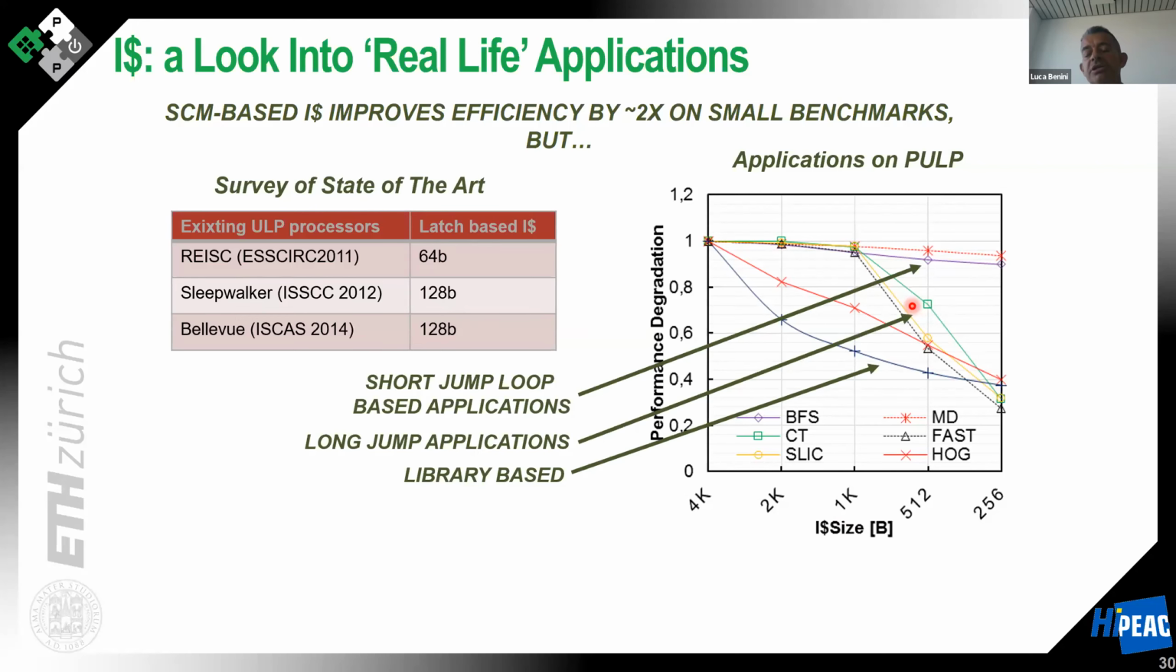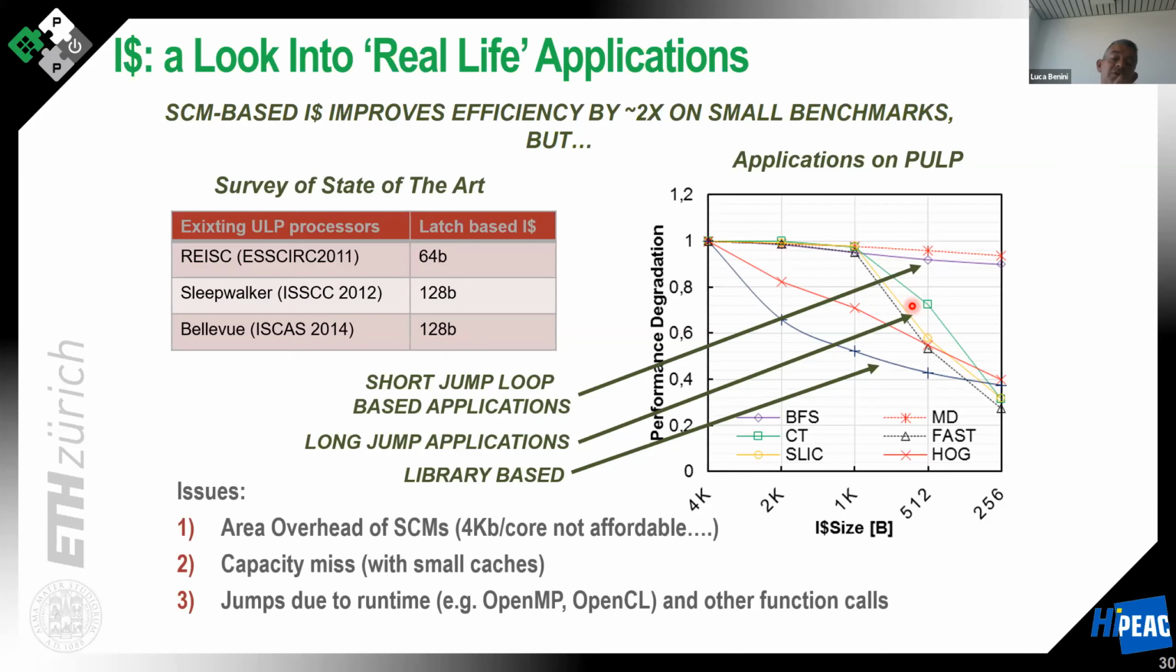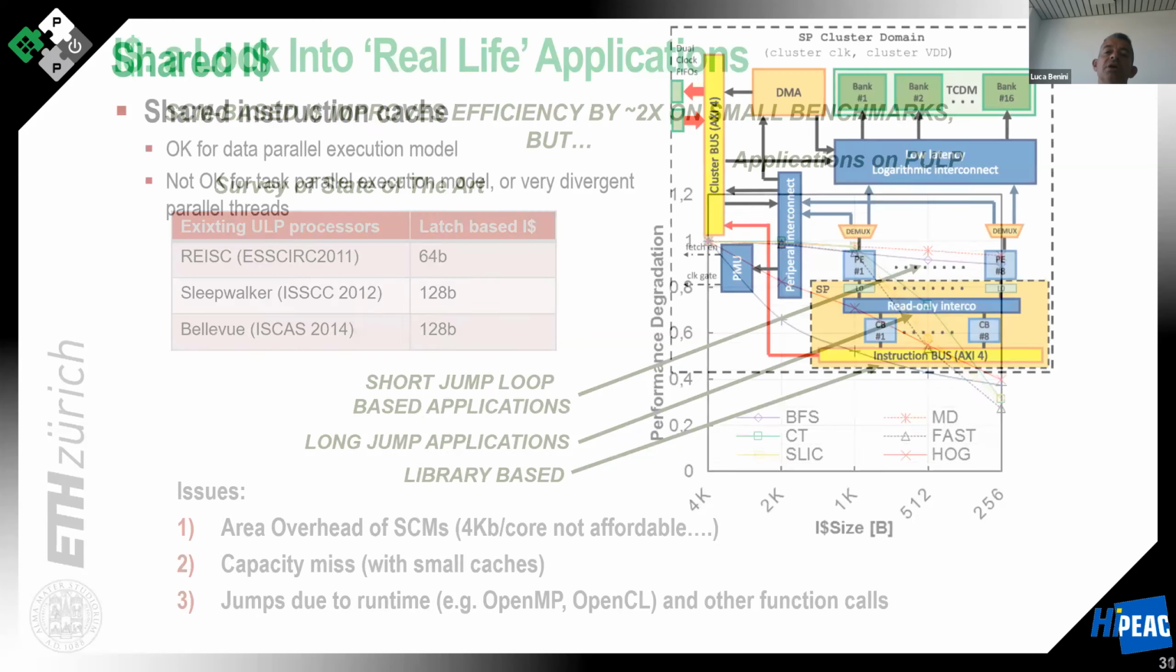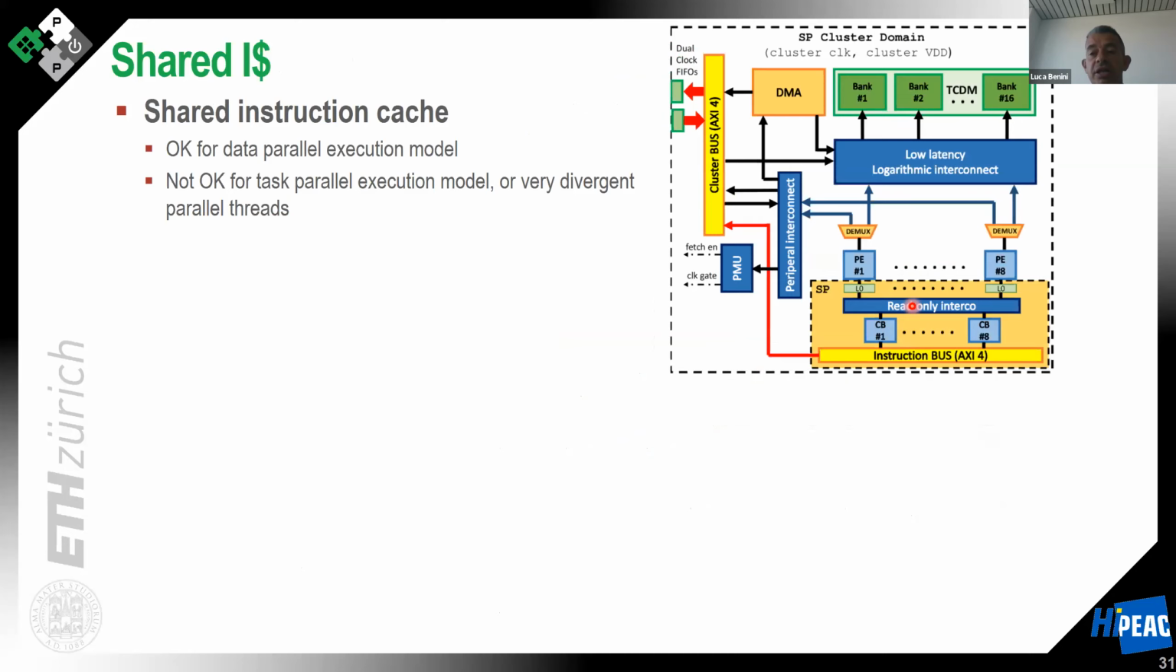Unfortunately, the problem is that a few kilobytes of cache per processor made with latches use a lot of area. So how can we fix the problem? Well, we fix the problem with architectural tricks.